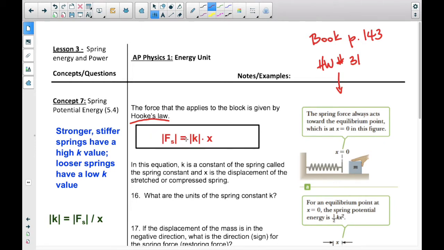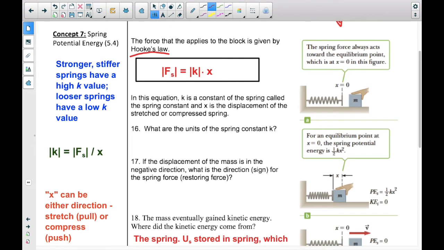So here we have Hooke's law, and underneath here it just explains what all the variables are. So k is the constant of the spring, called a spring constant, and x is the displacement of the stretched or compressed spring. Question 16 says, what are the units of the spring constant? Let's look at our equation. Over here in the margin, I just took this same equation and divided this side by x, and took this side and divided by x, and that gave me this equation over here. I just divided by x so that I was solving for k rather than solving for the force.